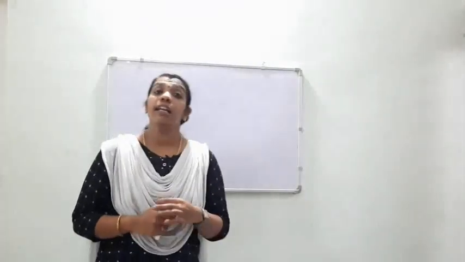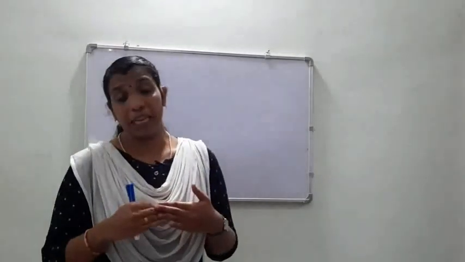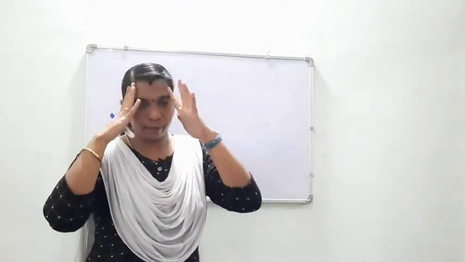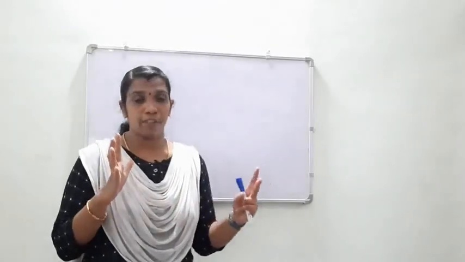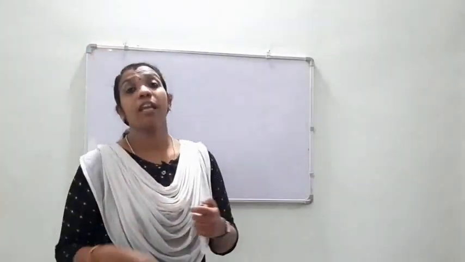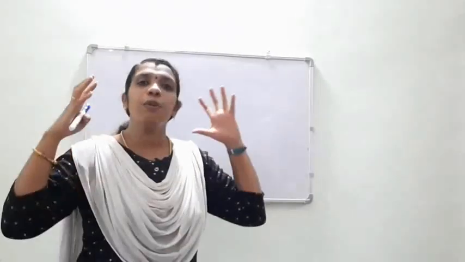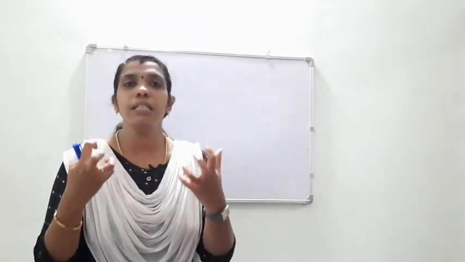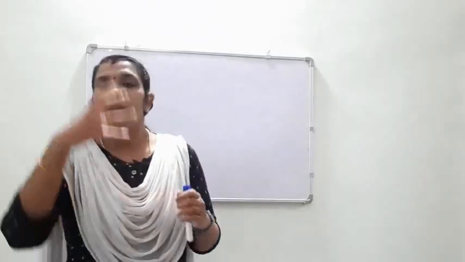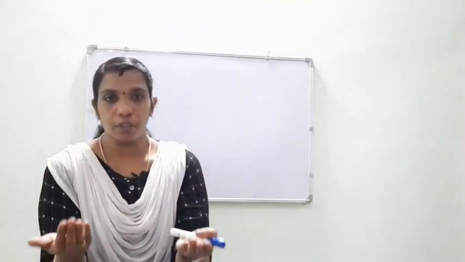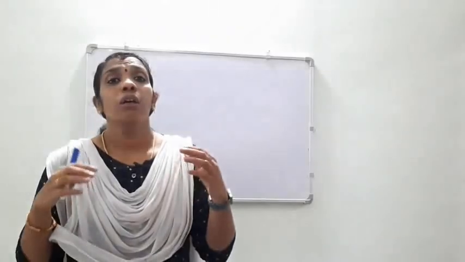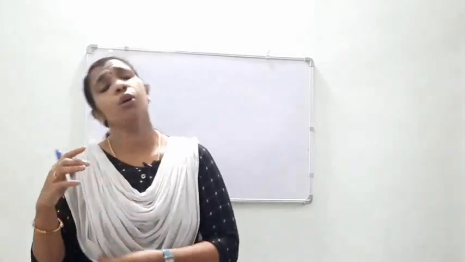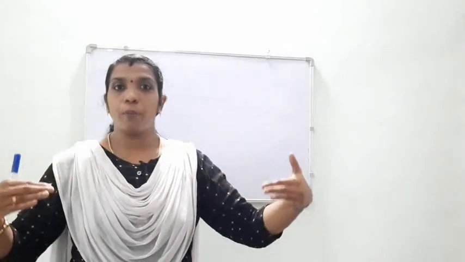Next, regarding the brain. The anterior portion of the brain is concerned with executive function. It is concerned with doing. As Gandhiji told, do or die, like that. And the posterior part of the brain is concerned with perception of the environment. So we can maintain a proper homeostasis.